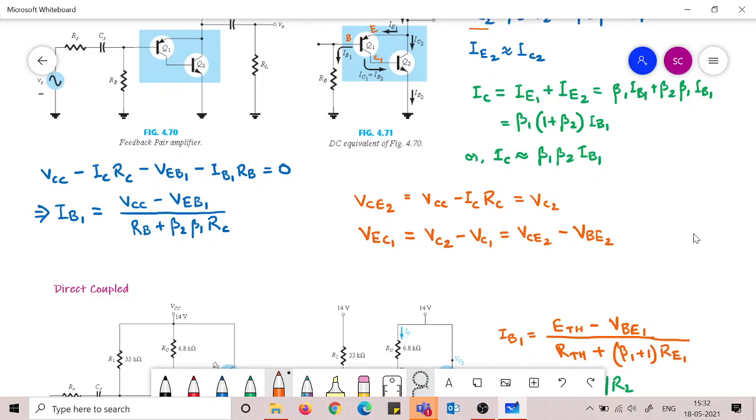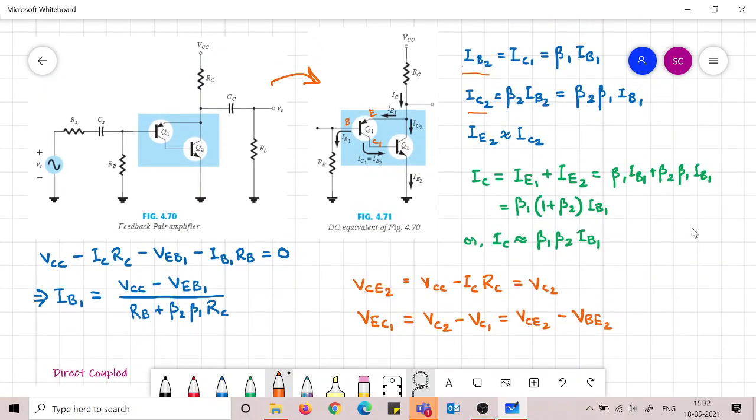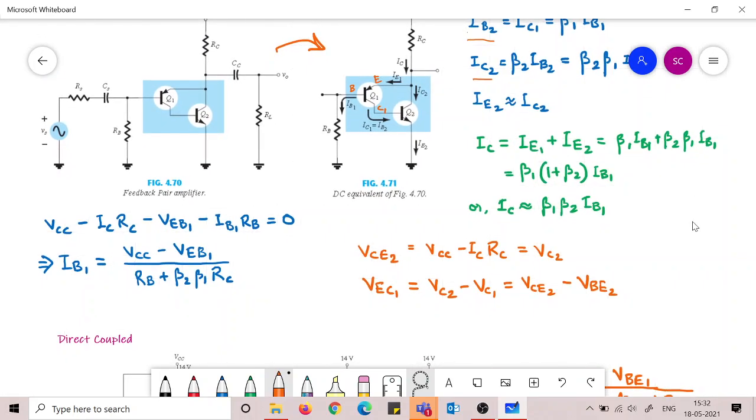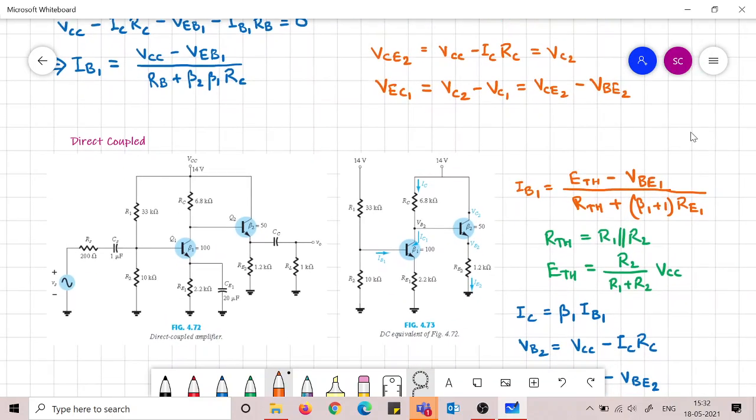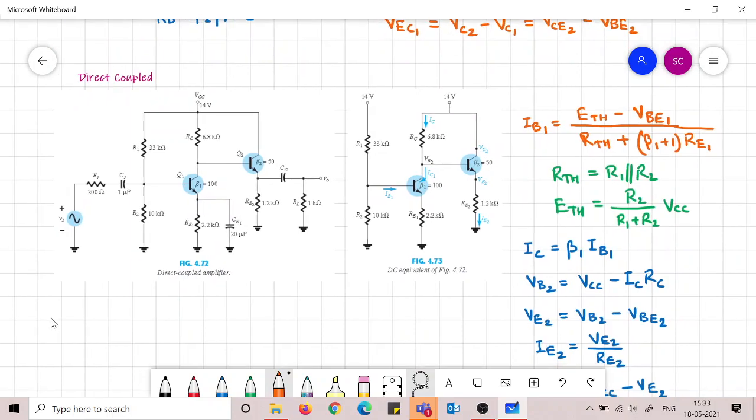Identify the different points which are the same, and the points where there is some resistance connected between them, so there will be a drop. So identify all these things in a circuit, then go ahead solving the circuit.